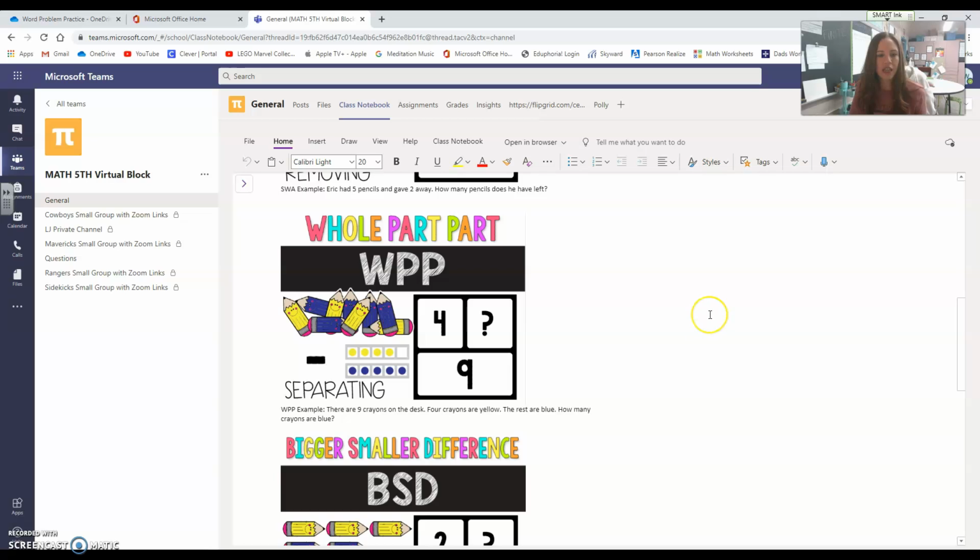Another subtraction thinking pattern is we have a whole that is made up of parts that we're separating, whole, part. When you have a whole and you have separated a part and it asks what's the other part, that is whole, part. One example is there are 9 crayons on the desk. 4 of the crayons are yellow. The rest are blue. There are 2 types of crayons. There's 9 altogether, but some are blue and some are yellow. And it asks how many are blue. You're separating them into parts. That is subtraction.